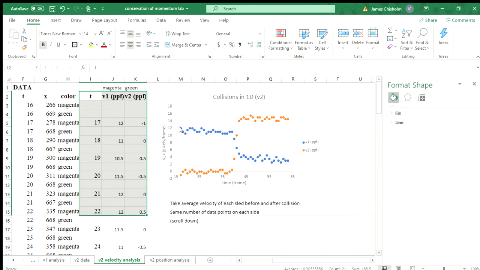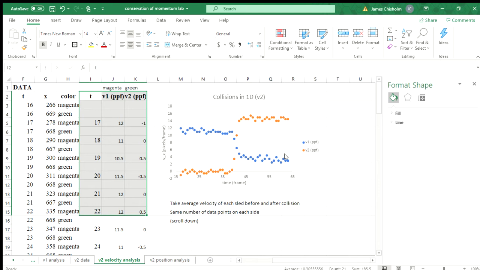So your graph should look something like this, in that we have one cart, one sled that's initially not moving, and then we have one that is moving. And notice, even though we have it on an air track that should be approximately frictionless, it's not exactly frictionless. This line has a slight negative slope, indicating that it is slowing down a little bit.